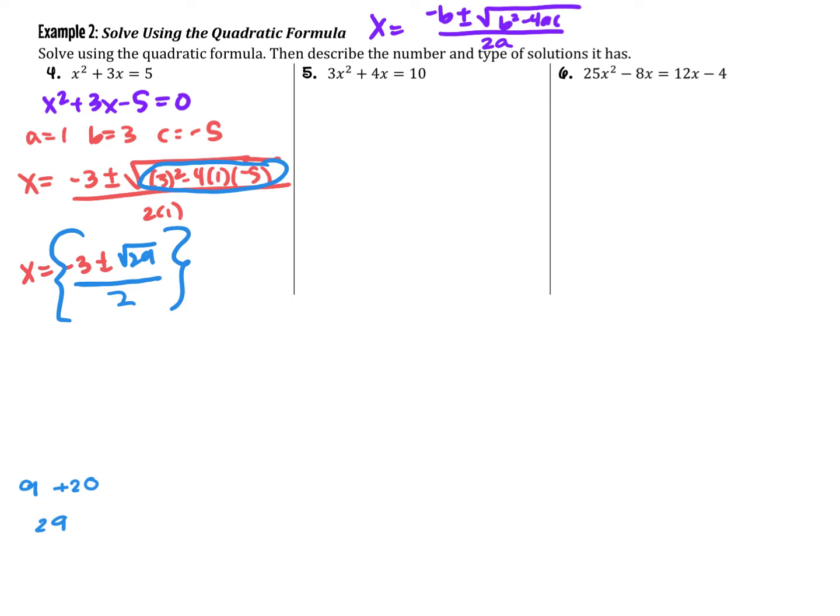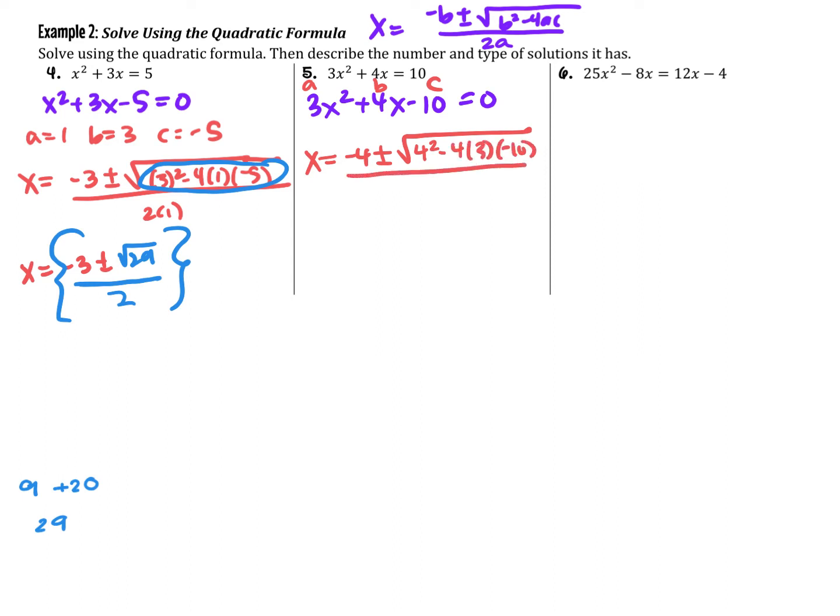Number 5. First thing I want to do is make sure everything is on the same side so that I have this in standard form equal to 0. I can see what my a and b and c are now. So x equals the opposite of b, which is negative 4, plus or minus the square root of 4 squared minus 4 times 3 times negative 10, all over 2 times 3.